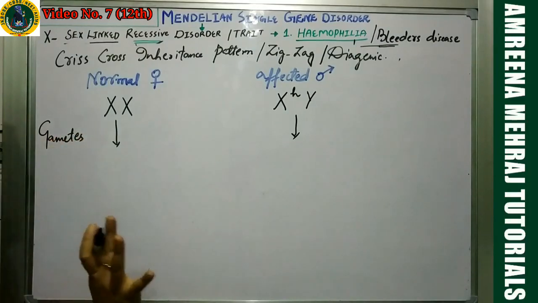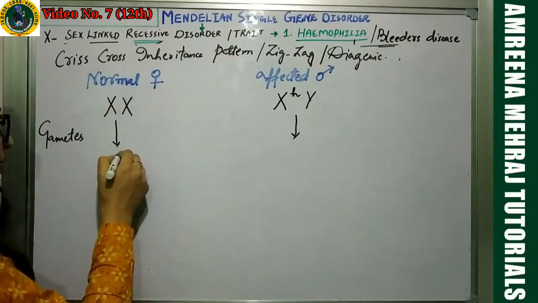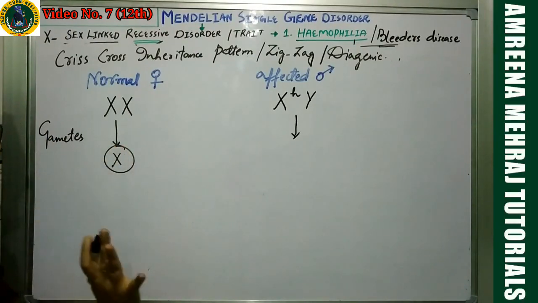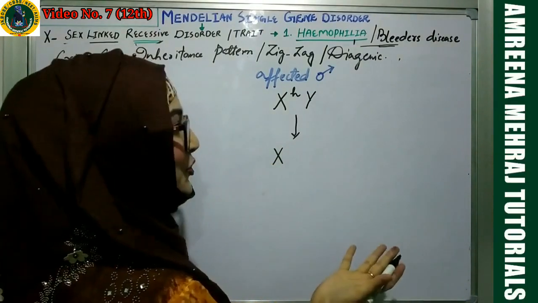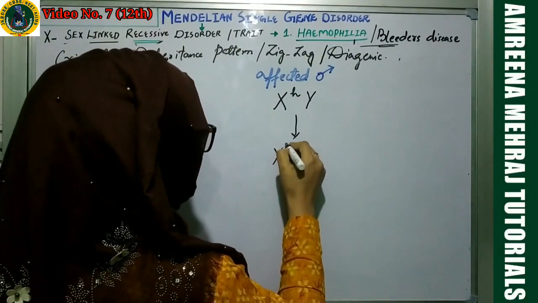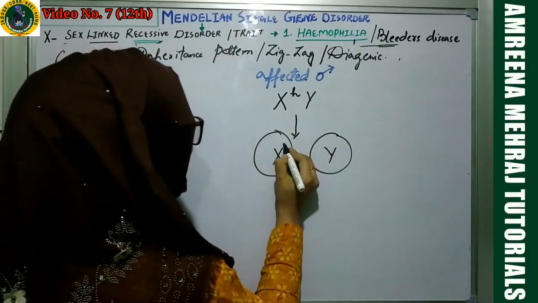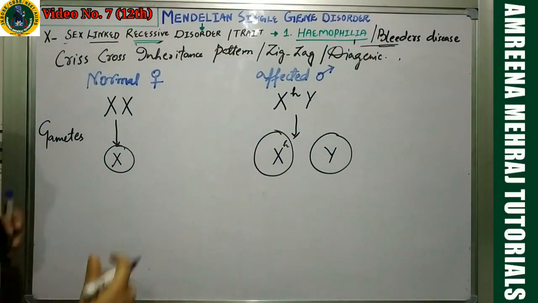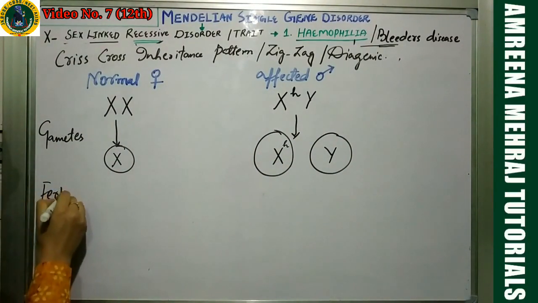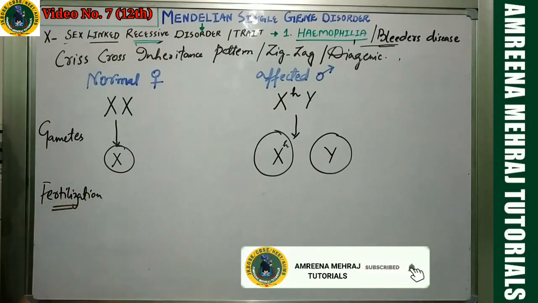To be simple, she'll be able to produce only one type of gamete, containing X. The male will produce two types of gametes, always: one containing X^H, another containing Y. But the problem over here is that this X has the mutation. Okay. Now let us do the cross. Let us perform the fertilization and see the fertilization consequence.